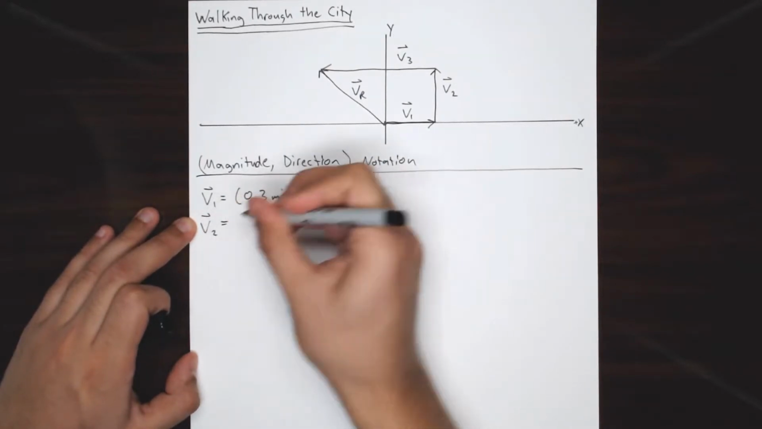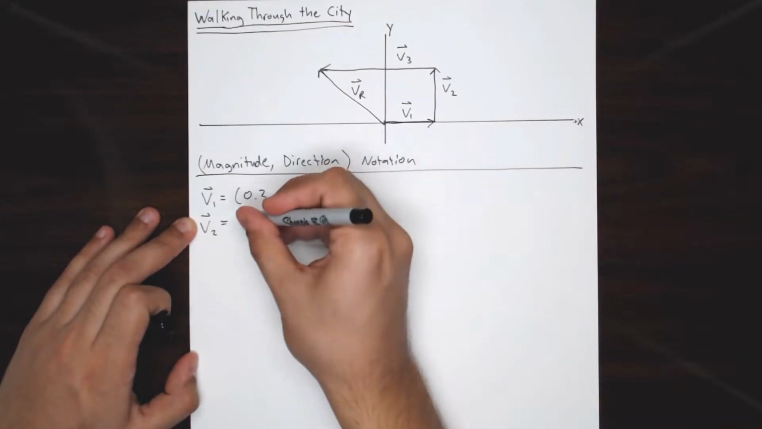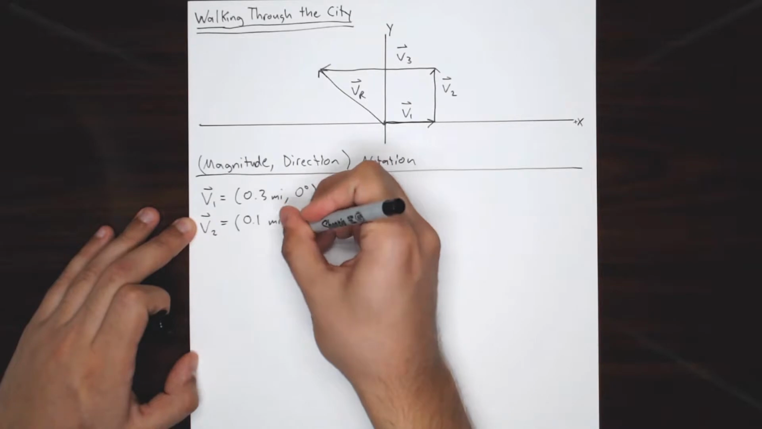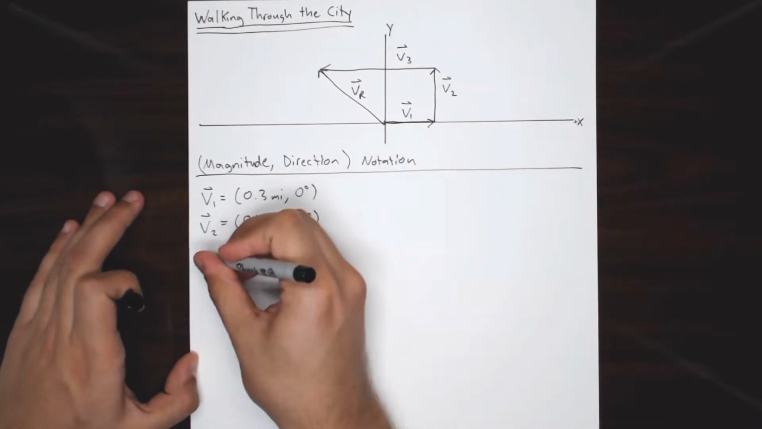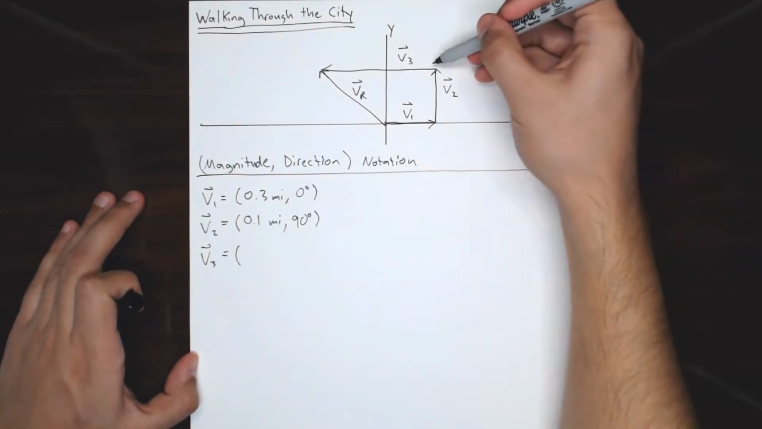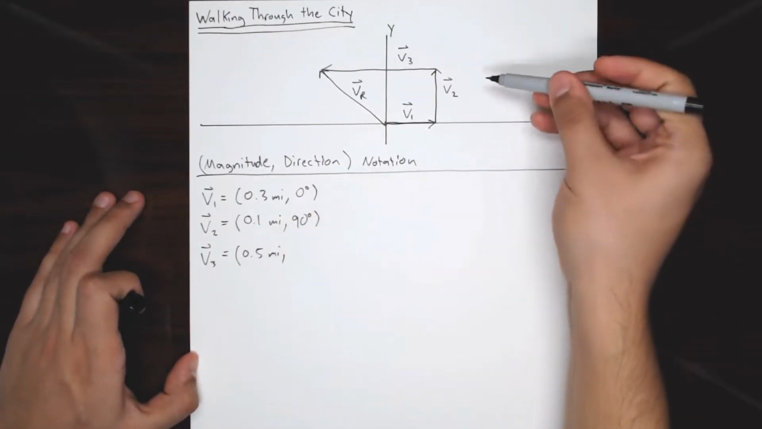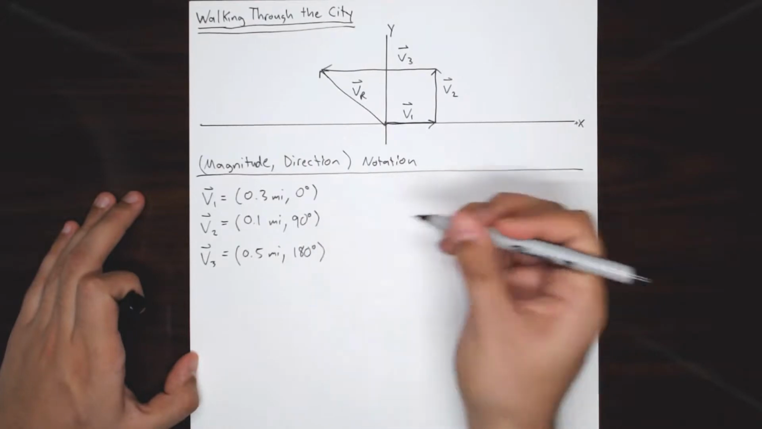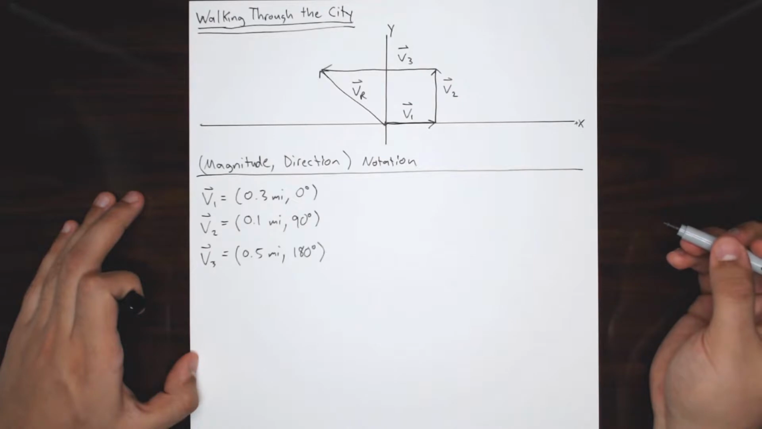Then we can have vector 2. This is going straight up, so it's 90 degrees positive from that axis, and it's going to have a magnitude of, let's say, 0.1 miles in the 90-degree direction. Next, we're going to have vector 3. This is going to have a magnitude of, let's say, 0.5 miles. And because it's pointing in that negative x direction, this will be an angle, or a direction, of 180 degrees. Okay, so we've defined our vectors.